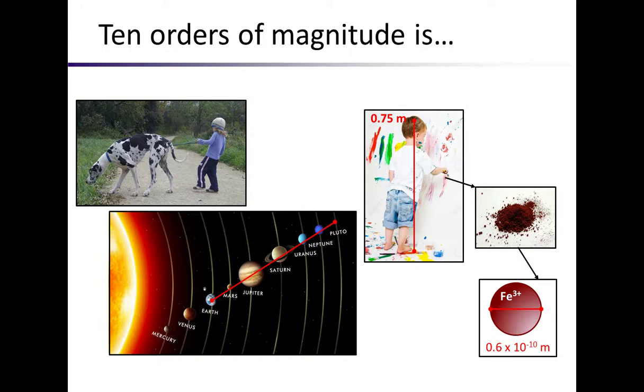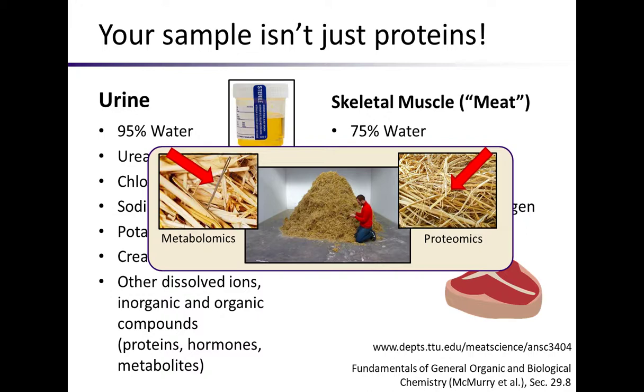If we think about 10 orders of magnitude, this would be like trying to find a Great Dane between Earth and Pluto, okay? Because that's really big, it's really hard to imagine how far away Pluto is, other than that it's really, really far away. So what if we had a little kid painting on the walls, and you take the red pigment out of that paint. You dig into that, get to the iron ion that's making it actually red. And that is 10 orders of magnitude difference in size between that child and the atom. So it's a lot. It's hard to measure all on the same scale.